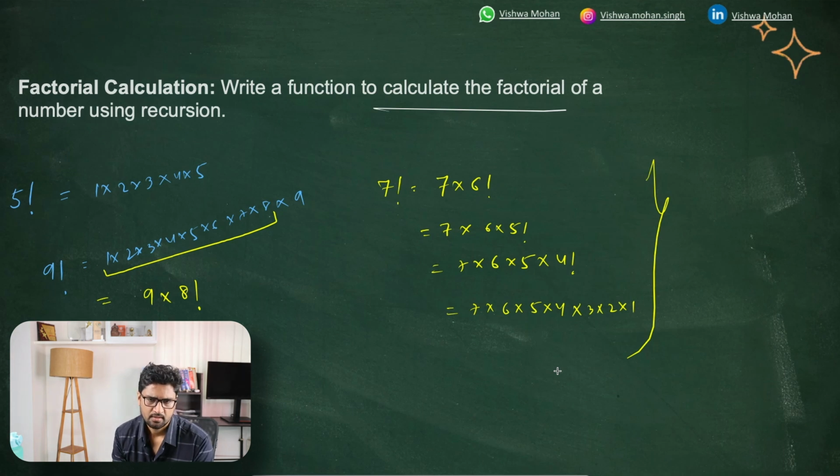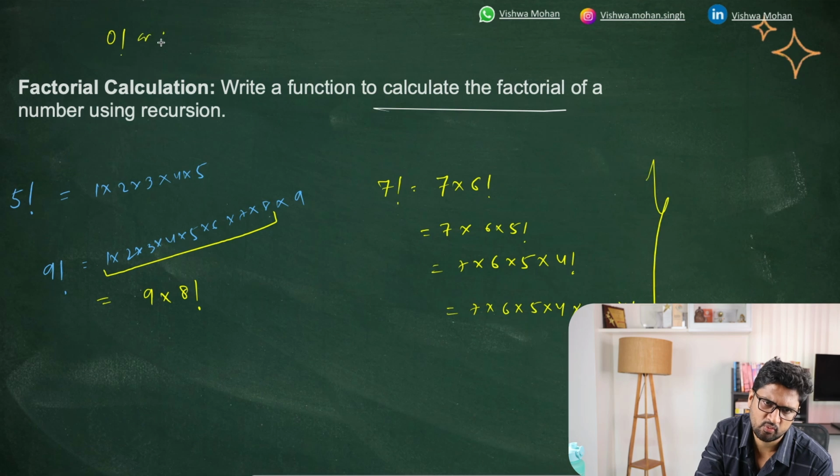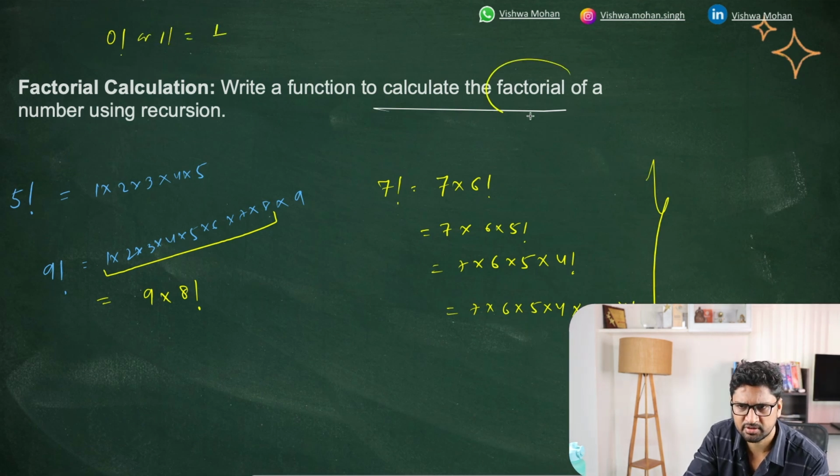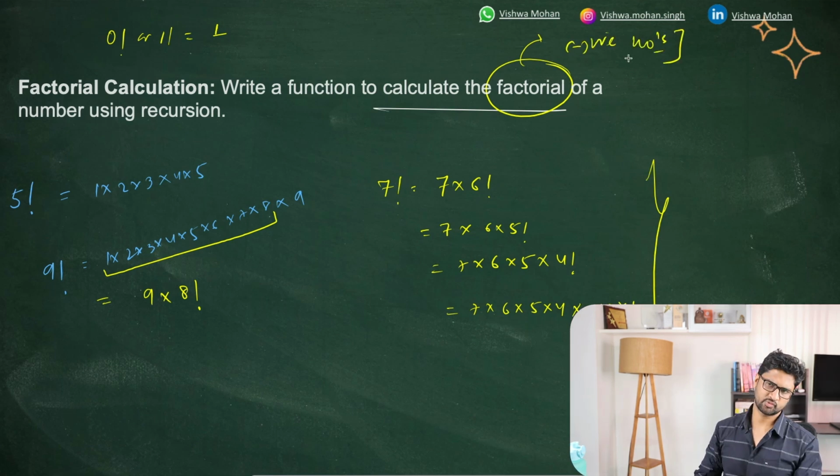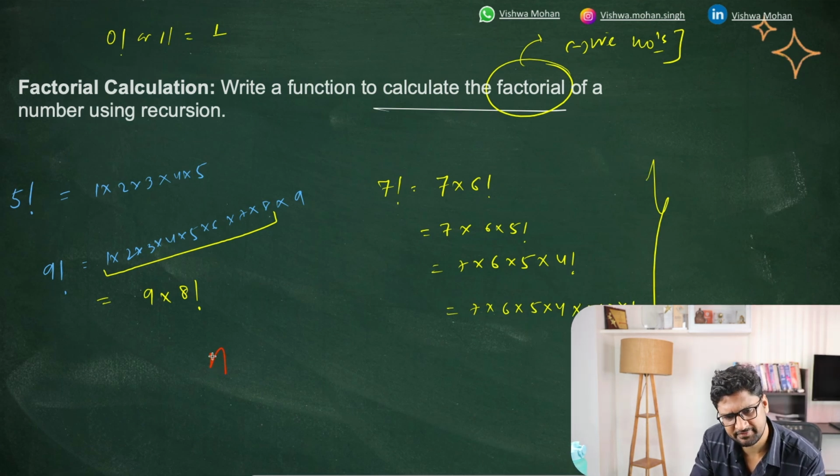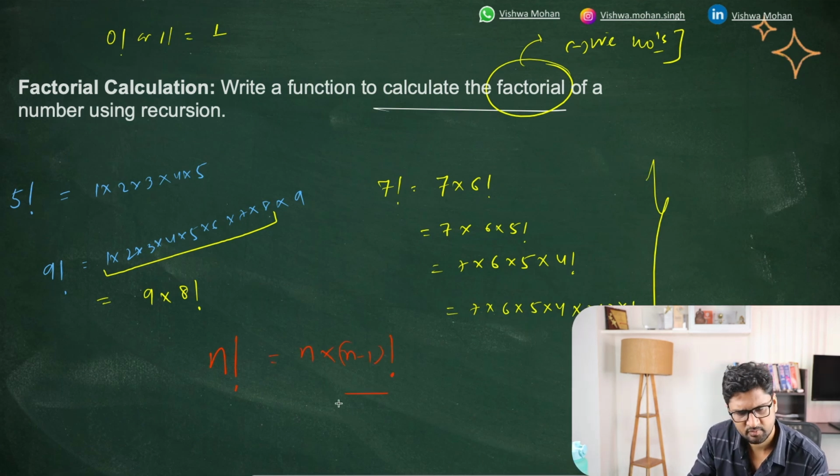The value of 0 factorial or 1 factorial is equal to 1, and we don't create factorial for negative numbers. We don't go and find the factorial for a negative number. So based on that, if I have to find n factorial, I can call it n into n minus 1 factorial.